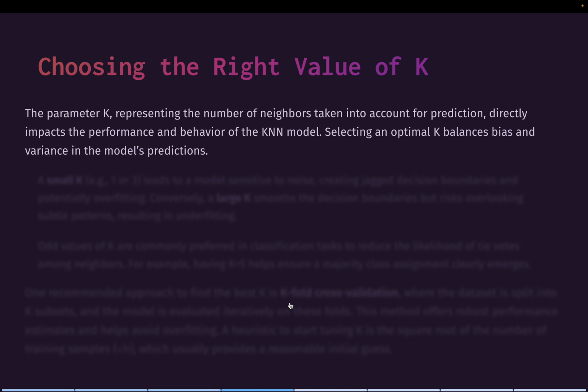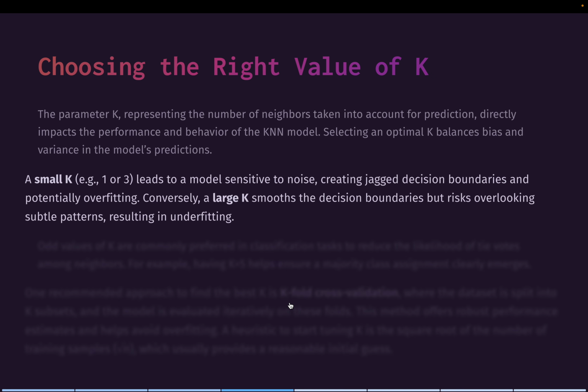Choosing the right value of K. The parameter K, representing the number of neighbors taken into account for prediction, directly impacts the performance and behavior of the KNN model. Selecting an optimal K balances the bias and the variance of the model's predictions.